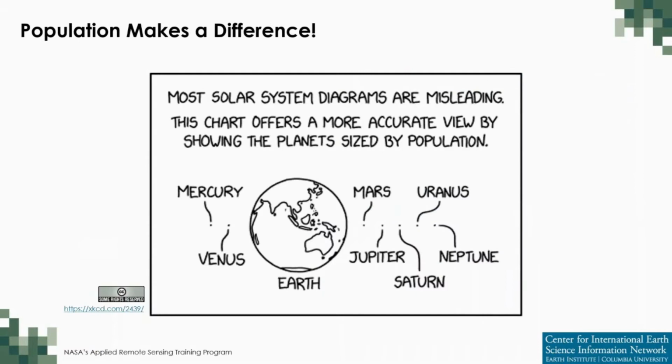So that's just my quick overview of how population makes a difference, and knowing where people are is critical to a whole range of different applications. This little cartoon from XKCD that some of you may be familiar with kind of emphasizes the point that we mostly care about things where people live, and that matters to us the most. Not that the other planets aren't important, but we are focused on the Earth where we live.